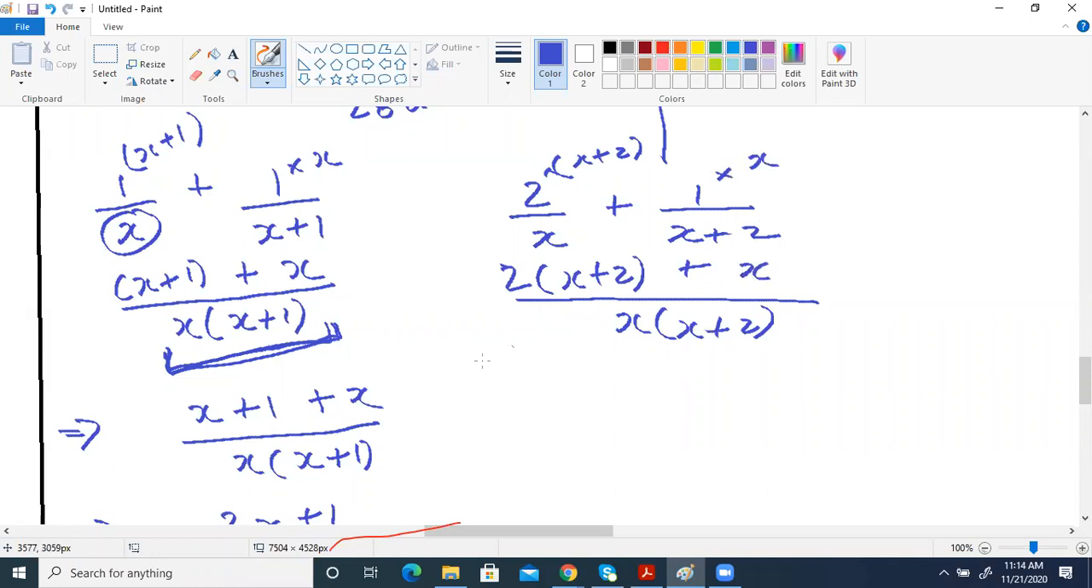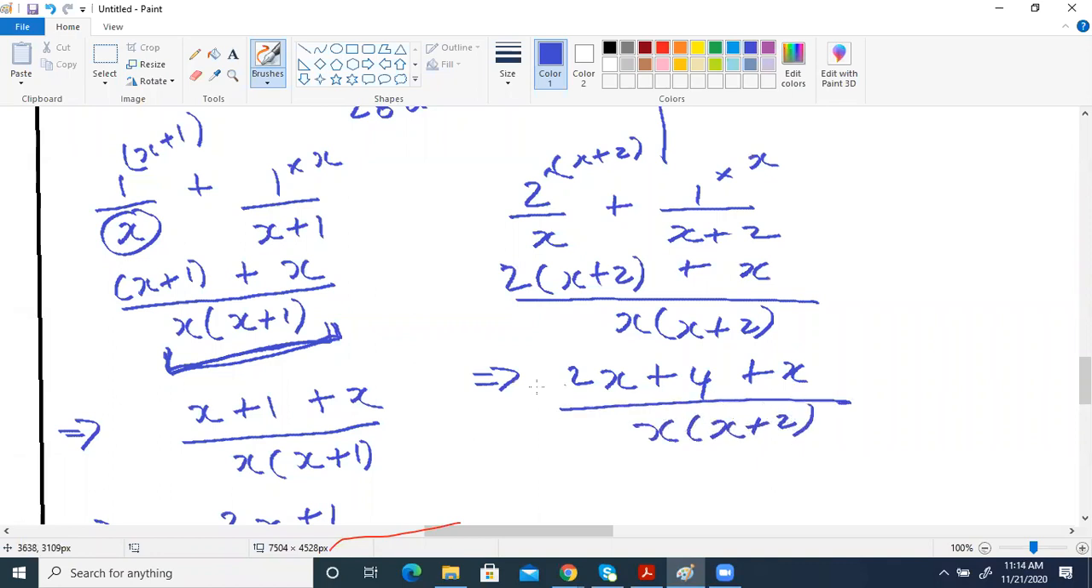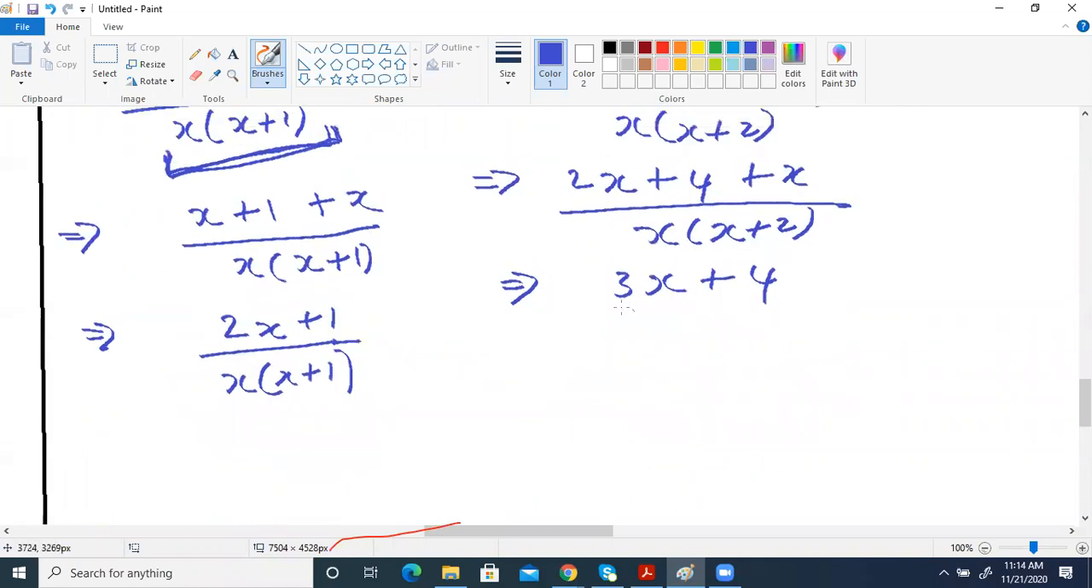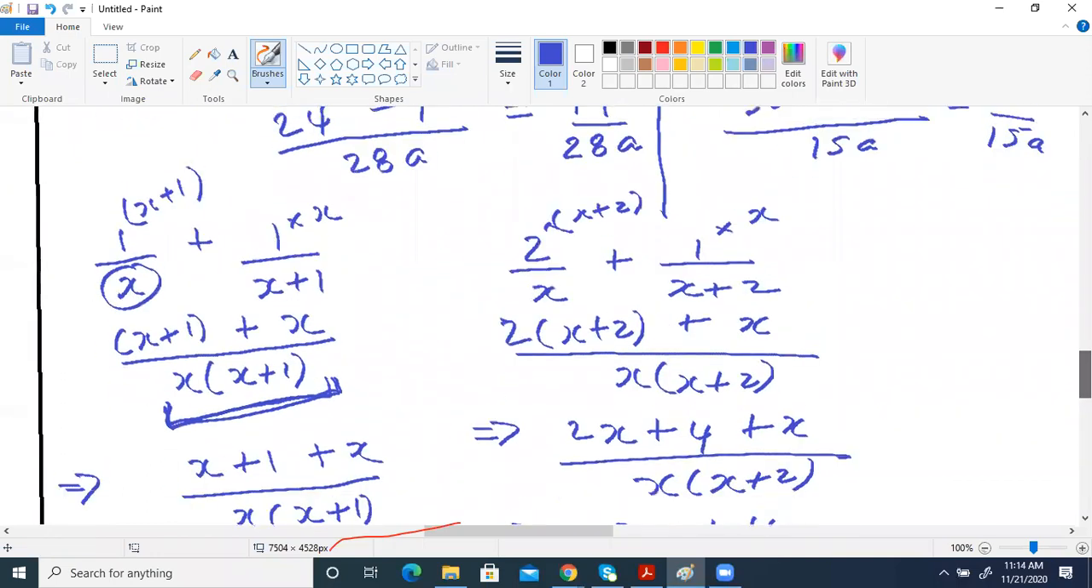You just get x. So now this is 2x plus 4 plus x over x into that. Now we already know when you group this, 2x plus x is 3x. So we graduate now. So we have 3x plus 4 over x into x plus 2. And we're done. That's that question.